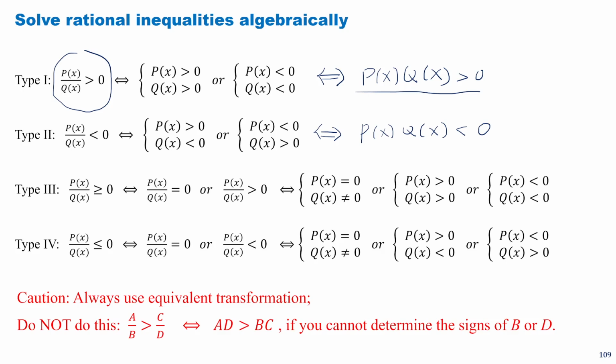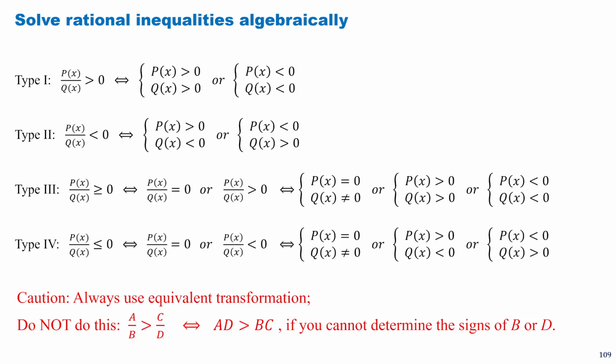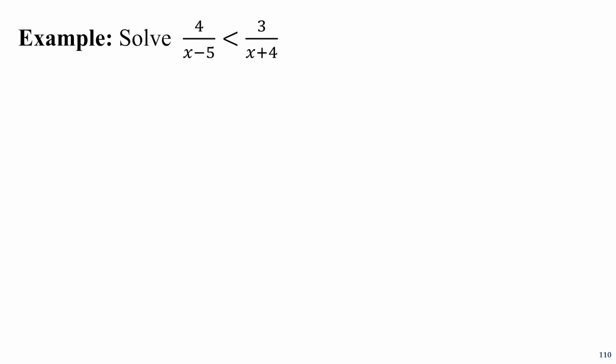And in the third case, if you have a ratio that is greater than or equal to 0, this is equivalent to 2 things: either the quotient is 0 or the quotient is greater than 0. And then you need to solve each equation and inequality separately. And same thing for type 4. Again, always use equivalent transformation. Do not change the solution before and after the transformation. Okay, again, let's see an example to illustrate this concept.